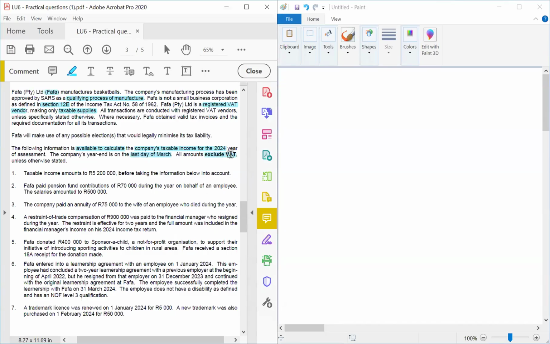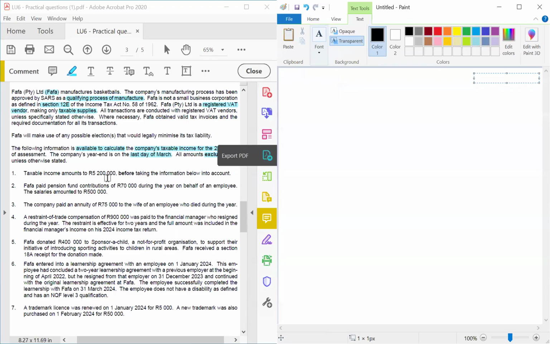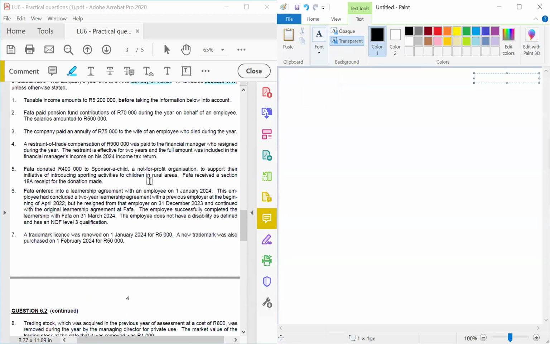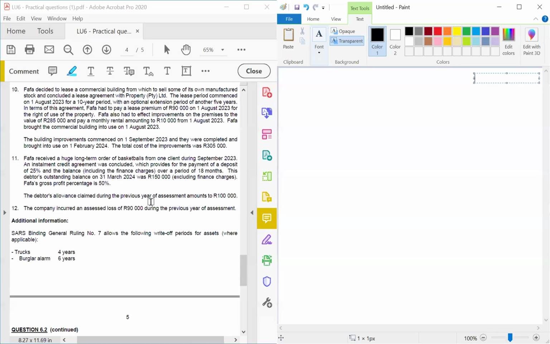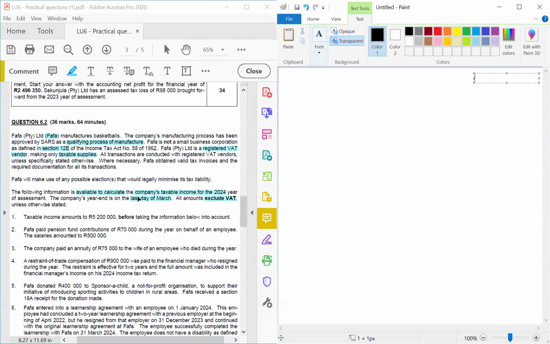Right, that is great because we know that when we include amounts in the taxable income, they need to be exclusive of VAT. So we don't need to stress about VAT unless stated otherwise. Every time I attempt a question, I need to look at the year of assessment, which is 2024, and this year of assessment ends on the last day of March, meaning the 31st of March 2024. All right, so that's what we are looking at.